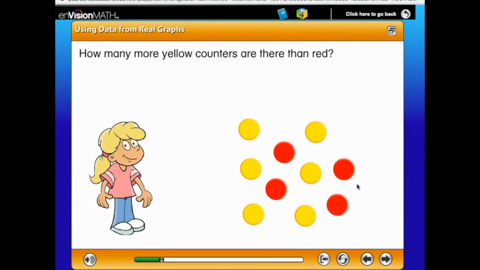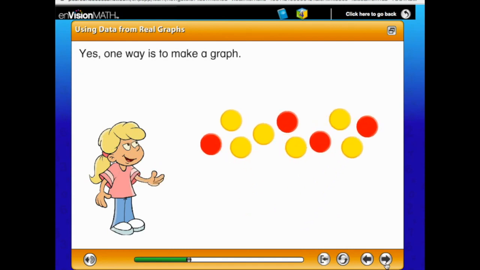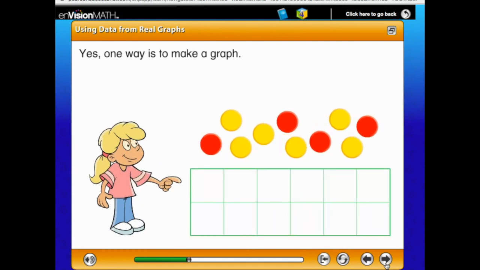However, looking at counters this way could be a little bit confusing, and today we're going to learn how we can put something like counters into a graph to help us to understand our information. These counters are hard to count. Do you think you could arrange the counters differently to make counting them easier? Yes, one way is to make a graph.